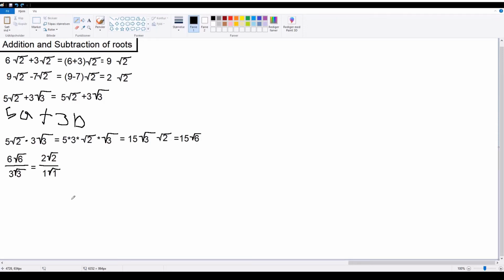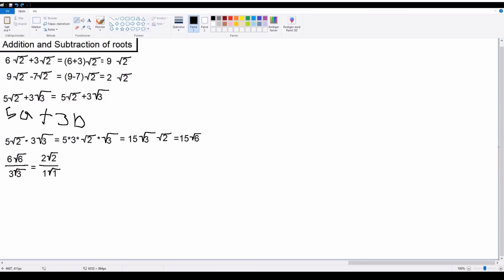When you're multiplying roots, however, it's quite possible to multiply roots with different surds. So in this case, for example, we're multiplying 5 square roots of 2 by 3 square roots of 3, which equals 5 times 3 times the square root of 2 times the square root of 3, which can be reduced to 15 times the square root of 3 times the square root of 2, which is then finally reduced to 15 square roots of 6, using the rules that we learned earlier.